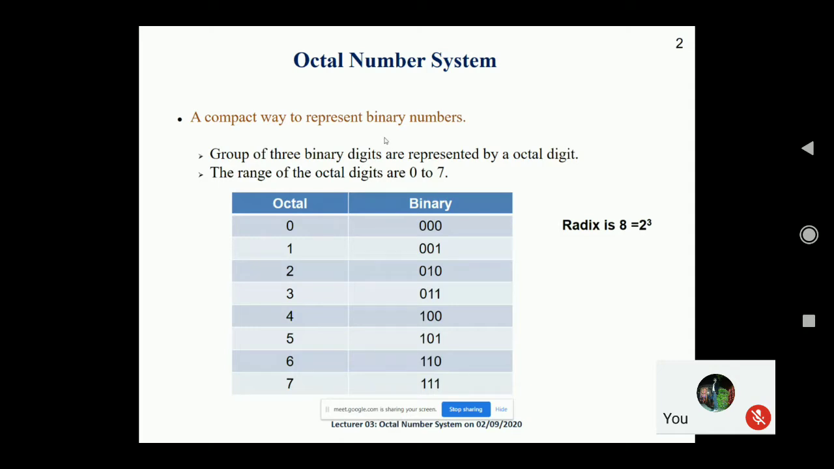So octal number means what? The total numbers we represent are 0 to 7. Then what is the cardinality? The cardinality is 8. That means the size of that particular range is 8. So how can we represent it in binary form? 2 to the power 3. So 3 means 3 bits are required.